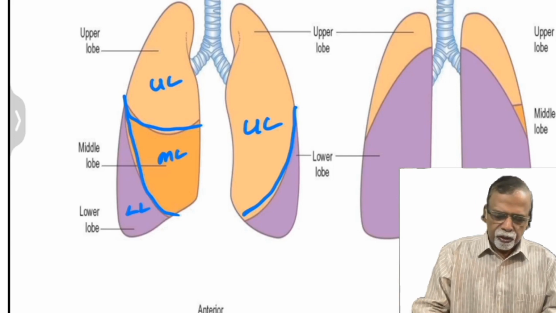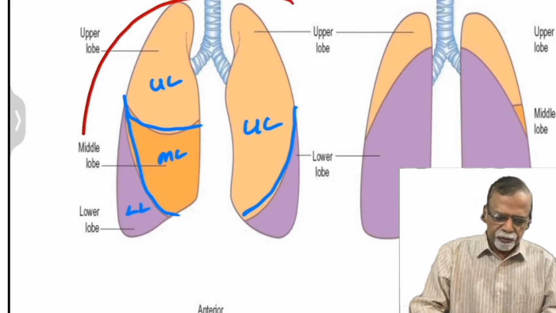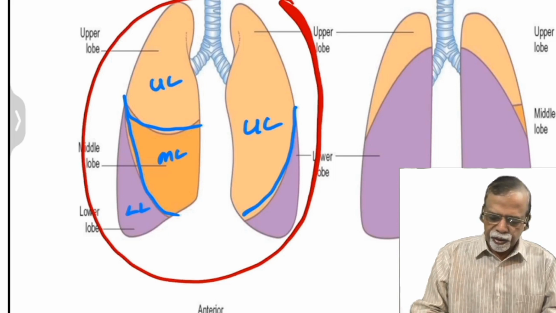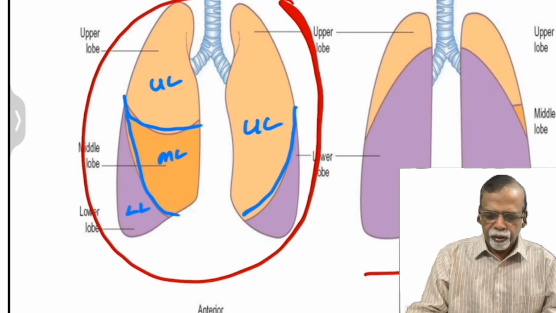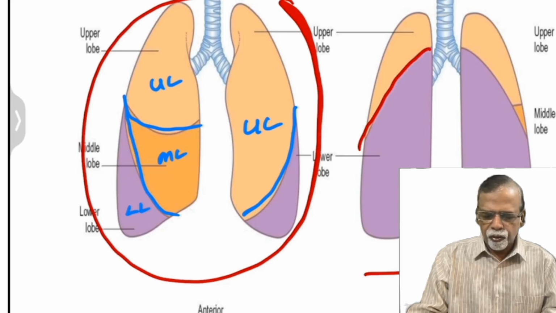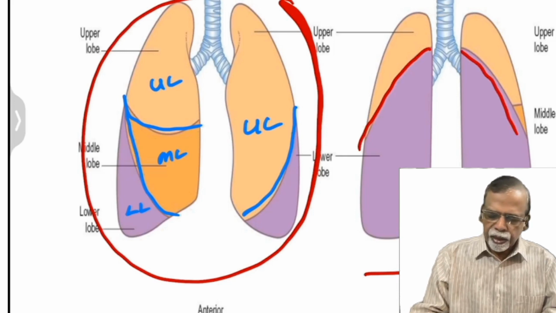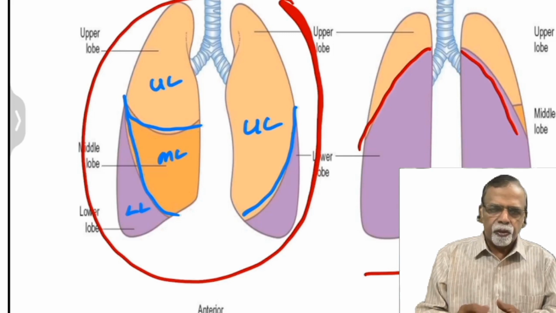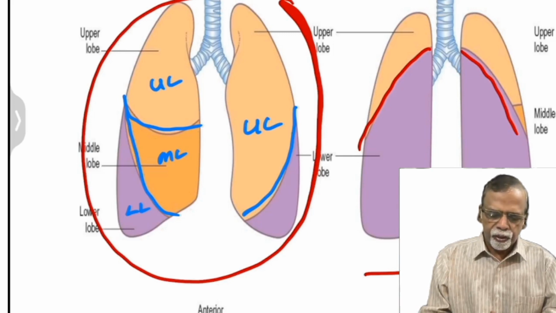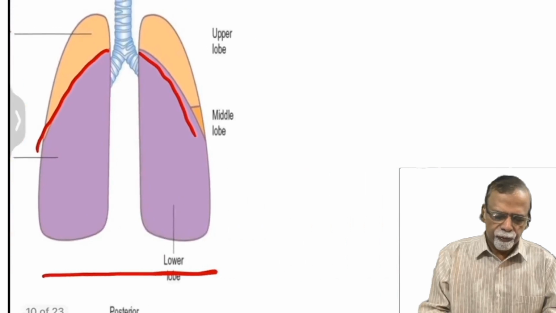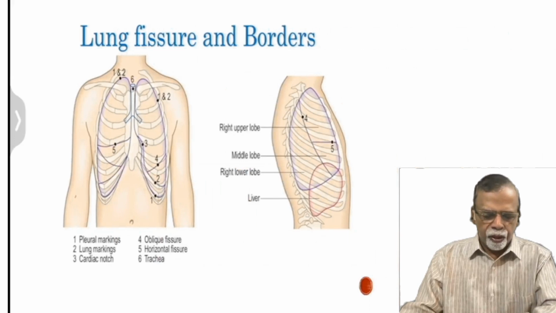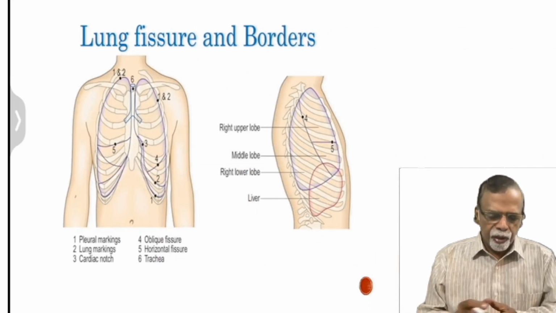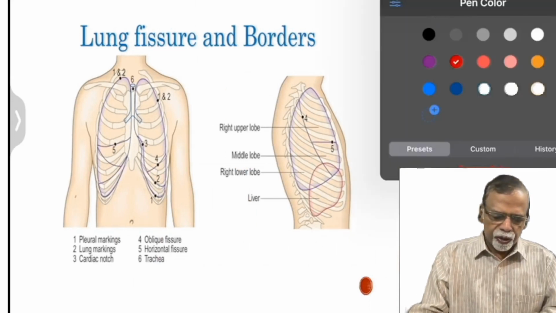So this is the picture from the front, and this is the picture from the back. So posteriorly when you are examining, the majority of the findings belong to the lower lobe. And in the axilla, a small part of each of the 3 lobes can be heard. So when you examine the patient, imagine this picture.